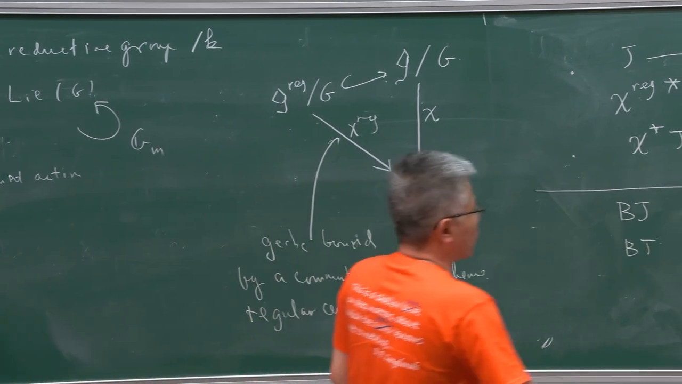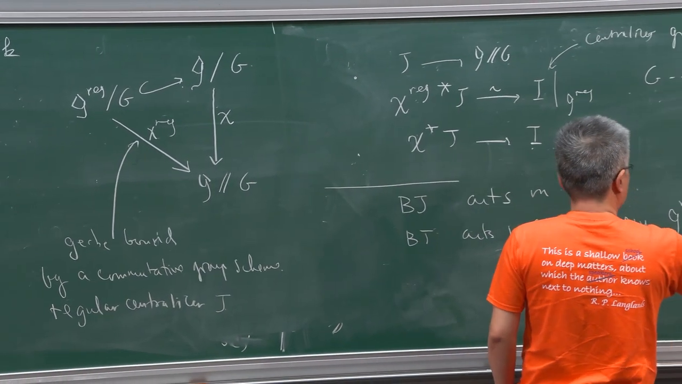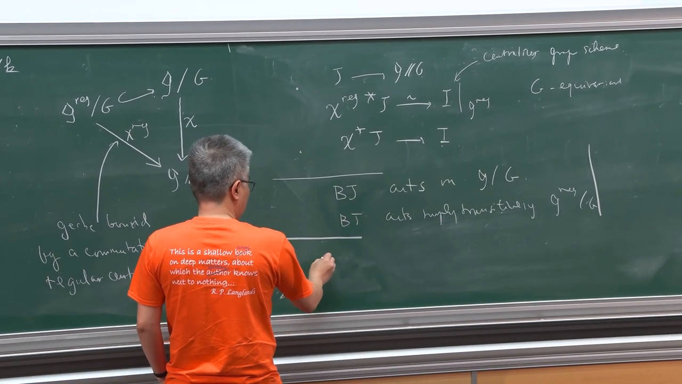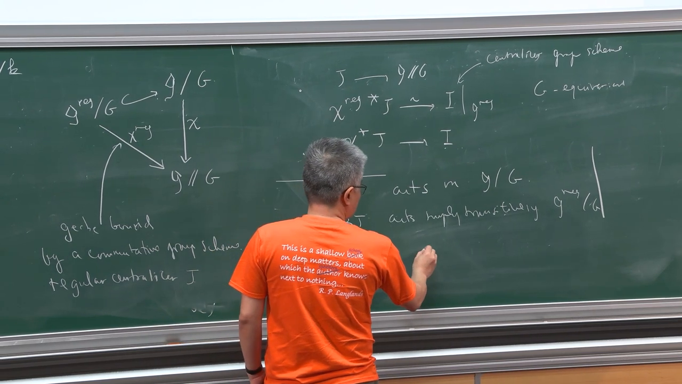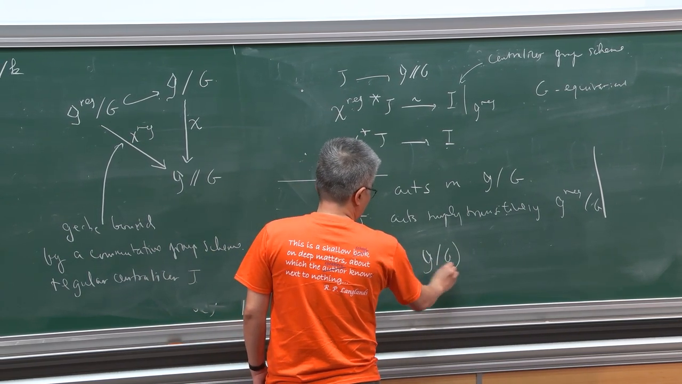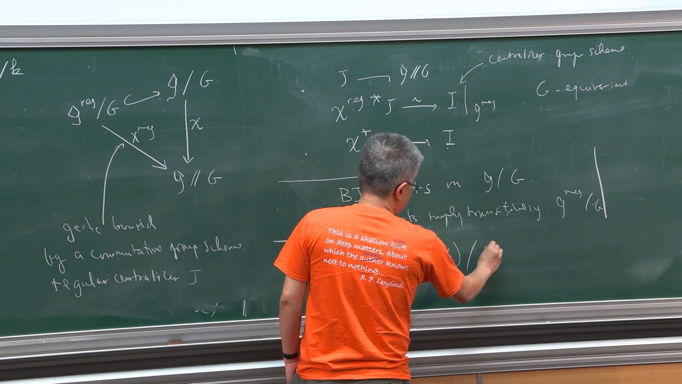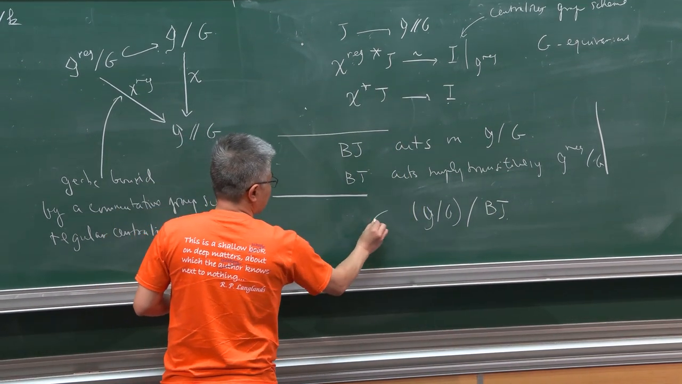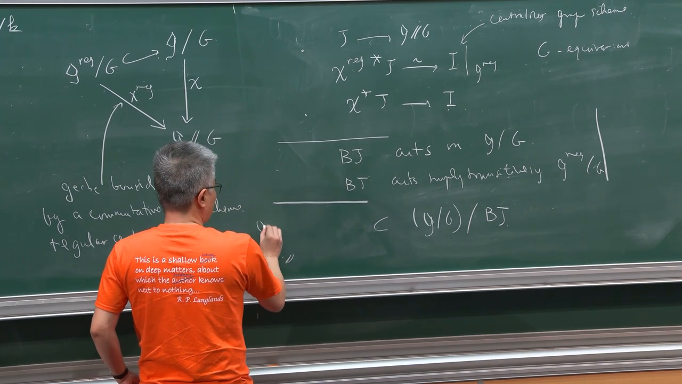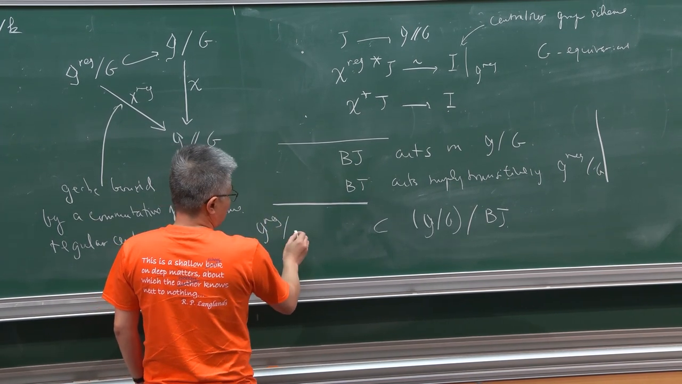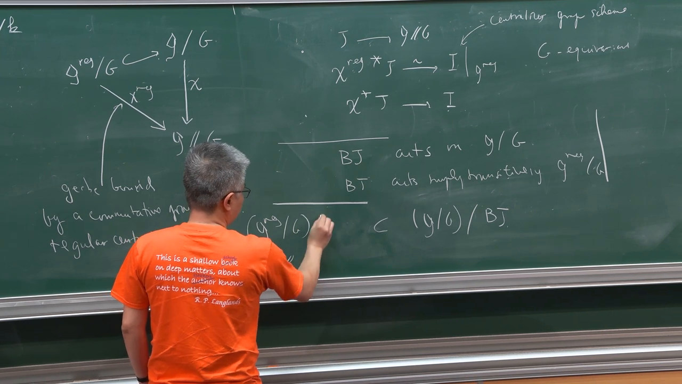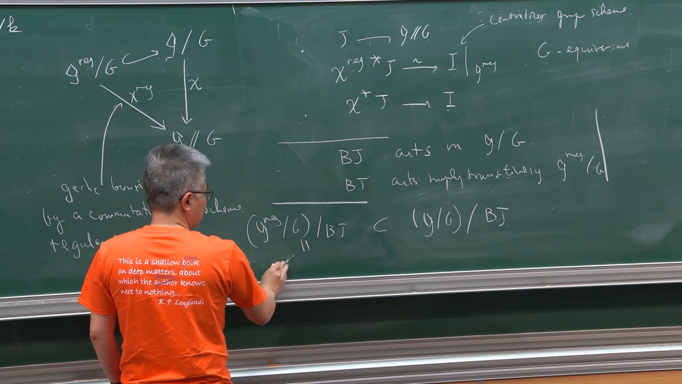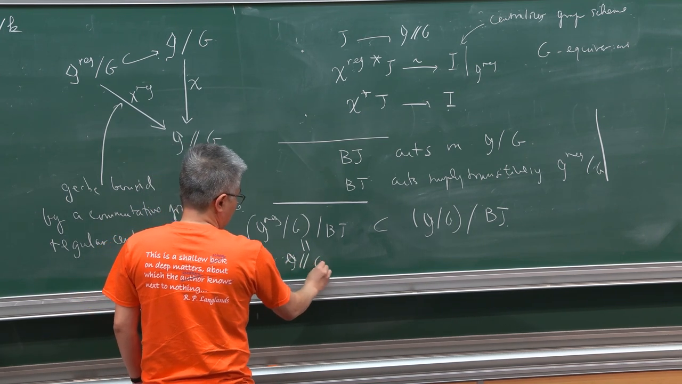And if you just take some abstract nonsense, you can define something like g mod G, and then mod by BJ. And then, of course, it contains g^reg mod G mod BJ. And because this action is simply transitive, this is just a base. So this is the g mod G. Right.